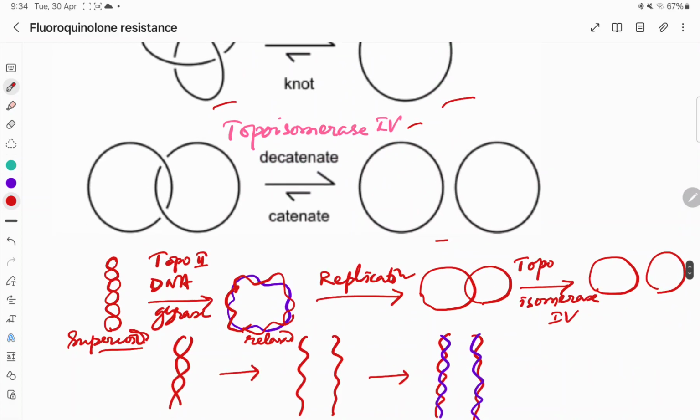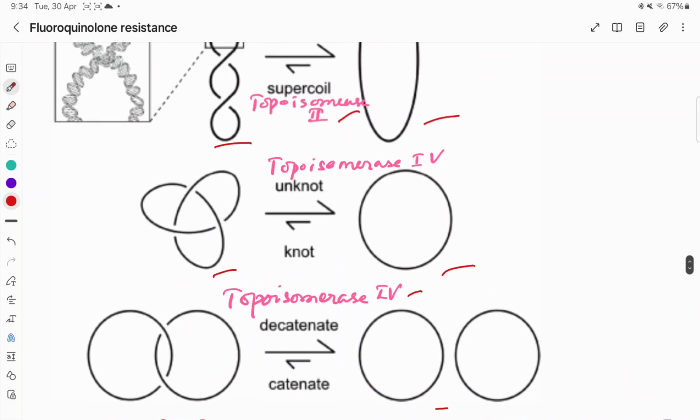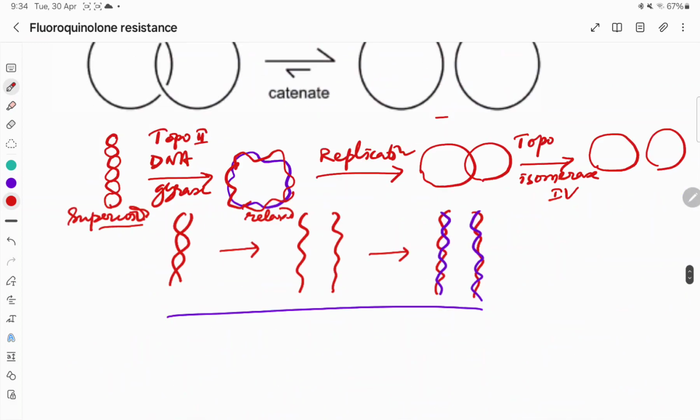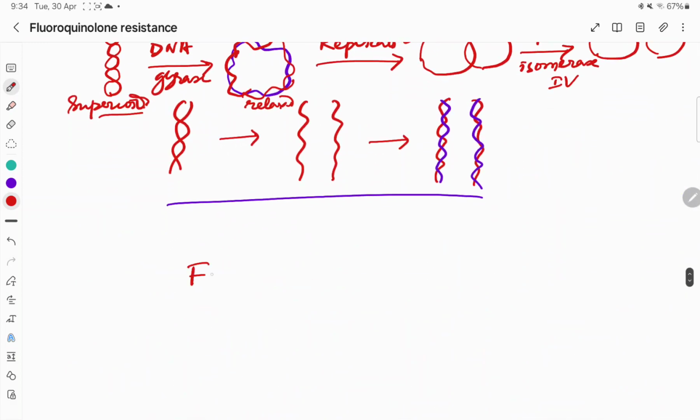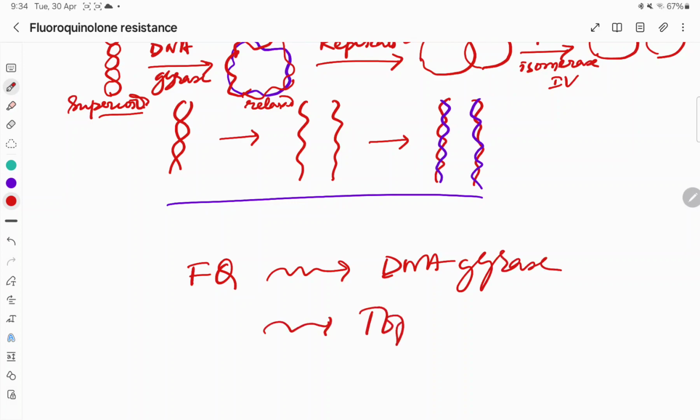So these two enzymes are required for DNA replication, and fluoroquinolones inhibit these two enzymes. Fluoroquinolones inhibit DNA gyrase and fluoroquinolones inhibit topoisomerase 4.